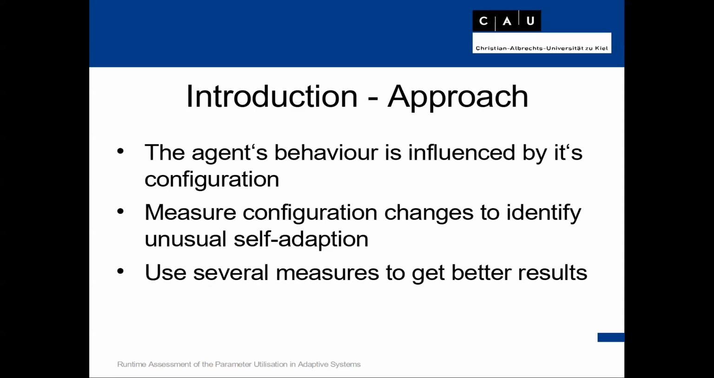The approach to identify such unusual behavior is the idea that the agent's behavior is influenced by its configuration. Each agent is a technical system and has an internal configuration, and this configuration reflects the behavior. So to identify unusual self-adaptation, we want to measure configuration changes. And we need to use several measures to get better results in identifying abnormal configuration changes.